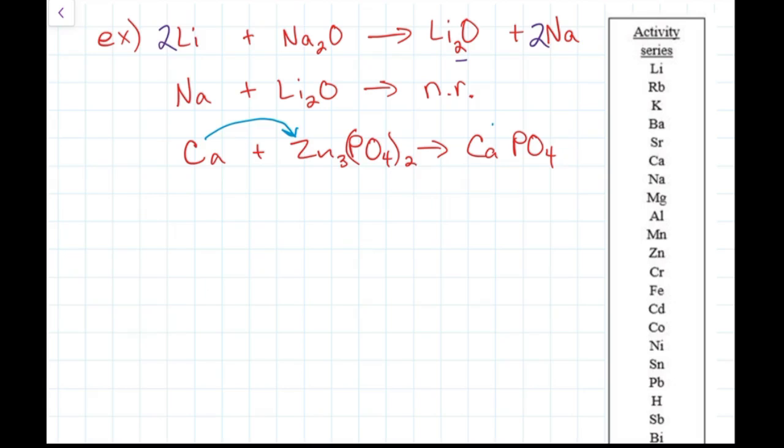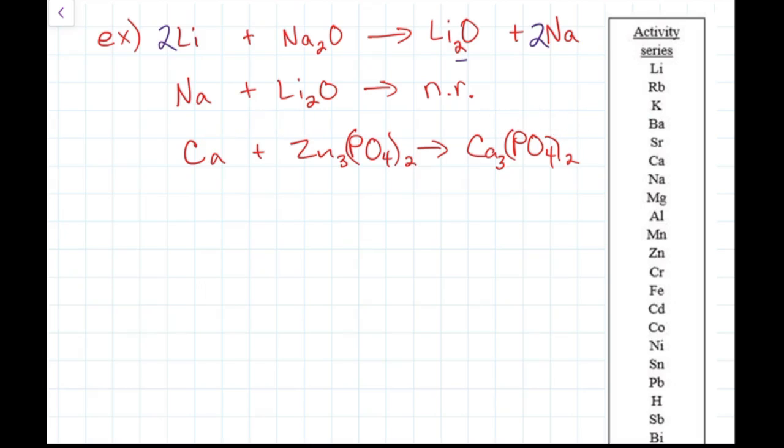So calcium is in group 2 of the periodic table, so it's +2. Phosphate, hopefully you have memorized, is -3. And so we are going to get 3 calciums and 2 phosphates. And I am done with these charges, so I'm going to get rid of all that mess.